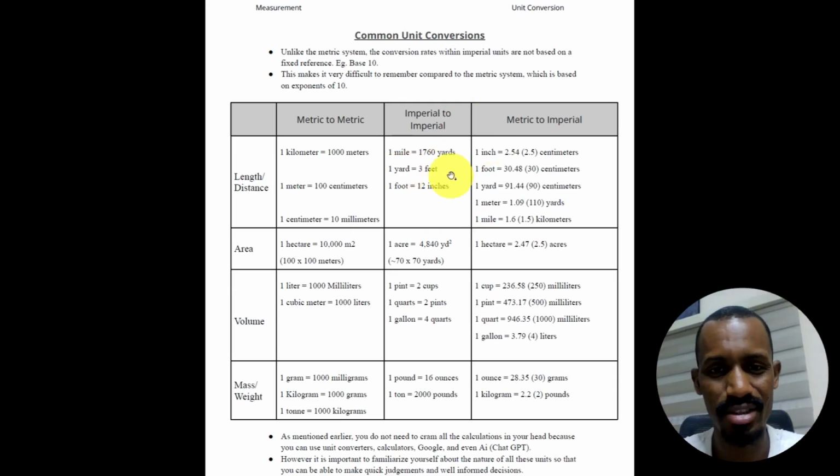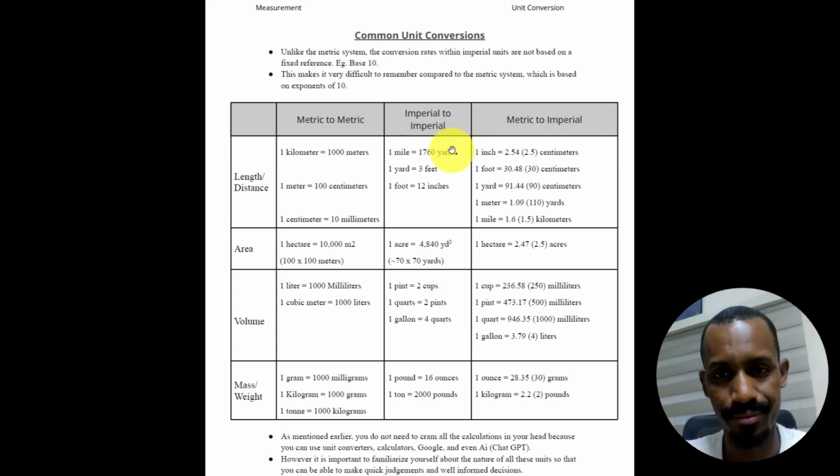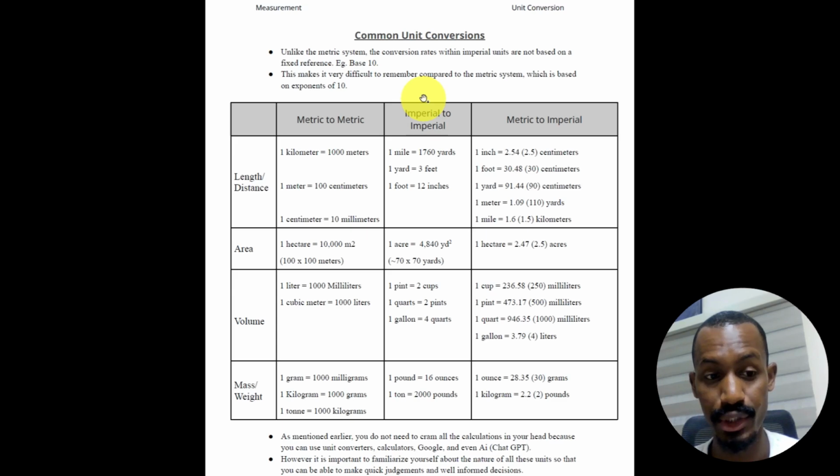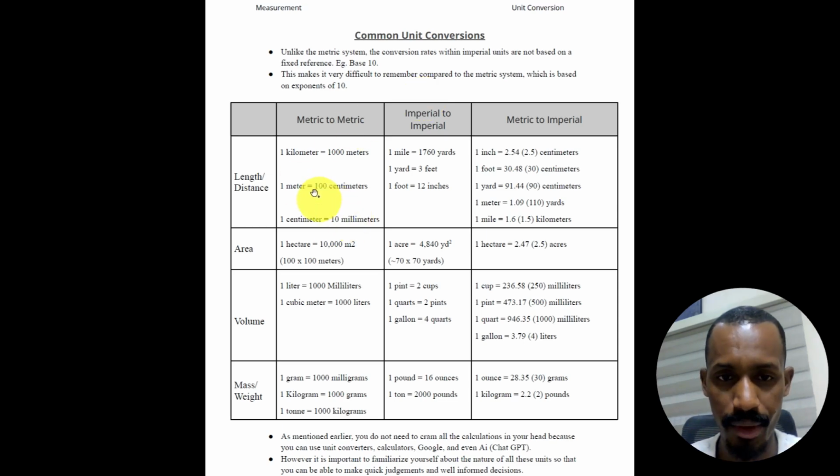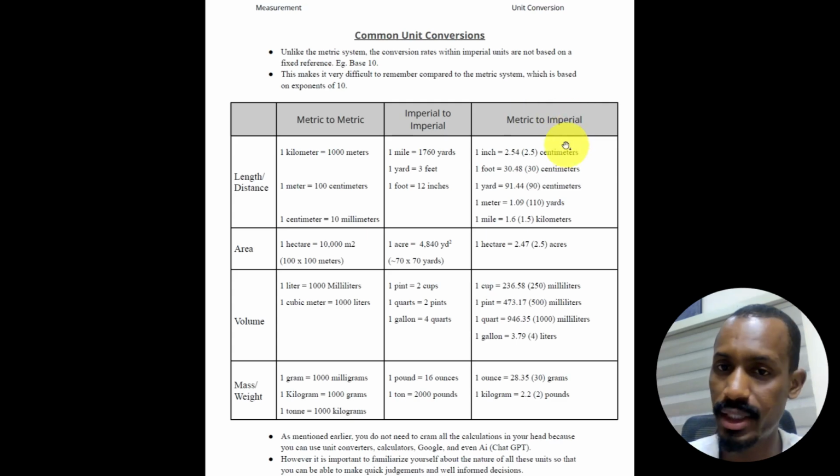So here it's not like the power of 10. That's why the imperial system is a little bit complicated. Nobody likes the imperial system unless America. See, here is beautiful, power of 10. This is length. So you can also convert between metric and imperial system.